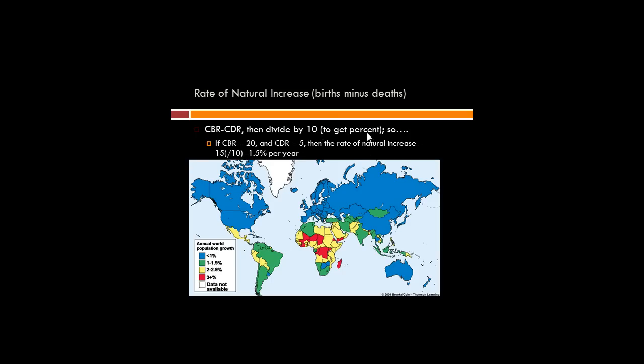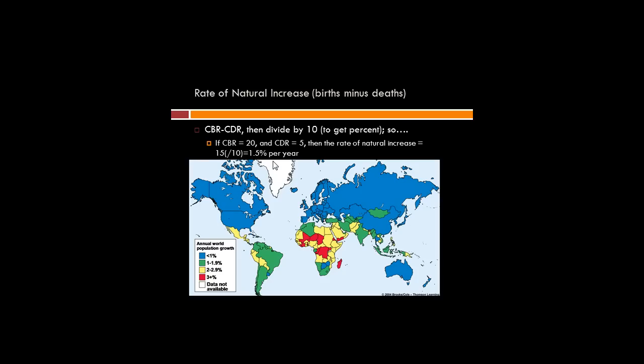So let's go through an example before we move on to the map that I have here at the bottom of the slide. Let's say in a particular country in the year 2011 the crude birth rate is 20, and let's say during the same year 2011 the crude death rate in that country was 5. You would subtract 5 from 20, and the result of course would be 15. Then take 15 and divide it by 10. This results in the number of 1.5% per year with respect to the rate of natural increase.